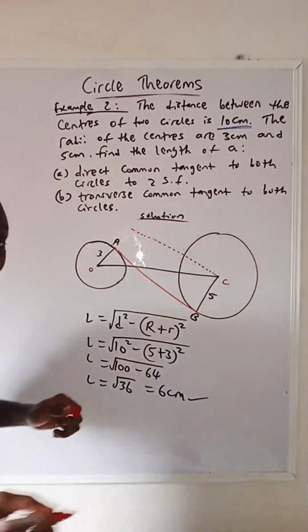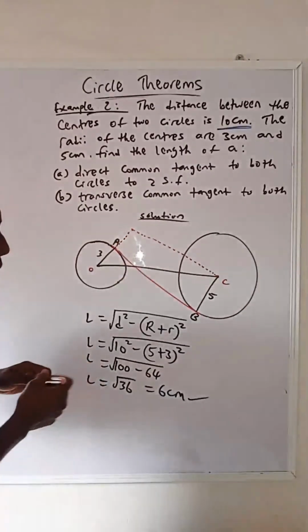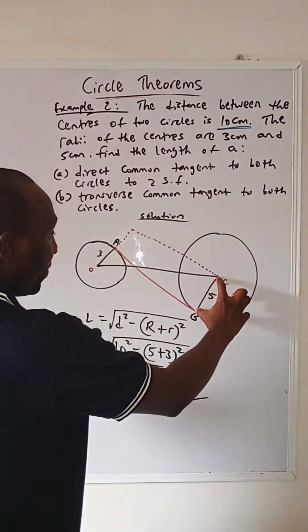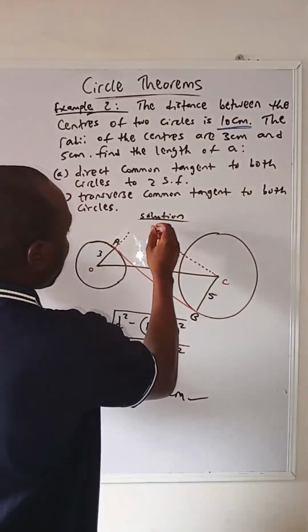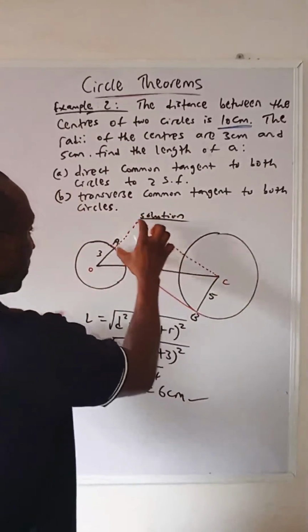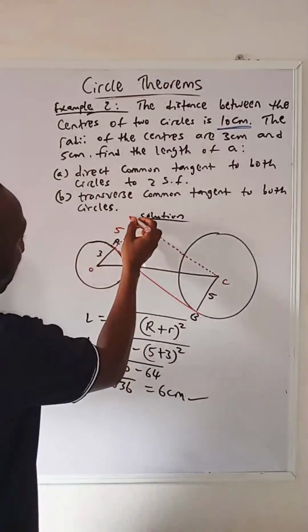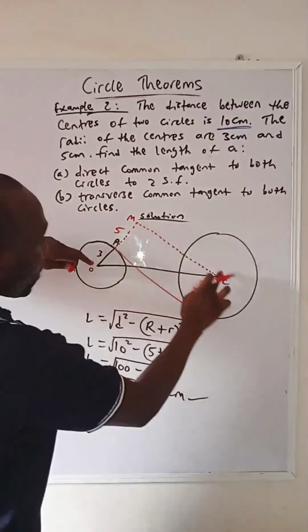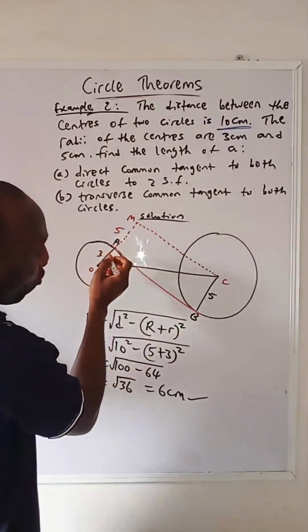So that means that we have a rectangle. I can extend this. So this is 5. If this is 5, when you take it down, this will be 5 as well. Let's call this M. It means that OMC is a right angle triangle. But because this one will also be what?